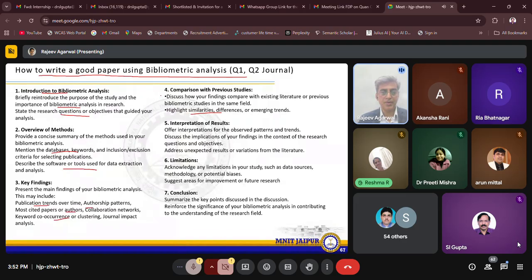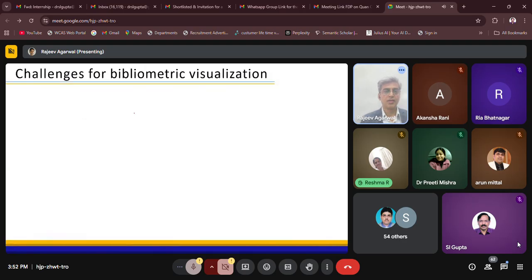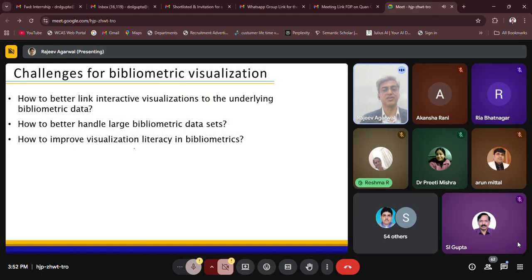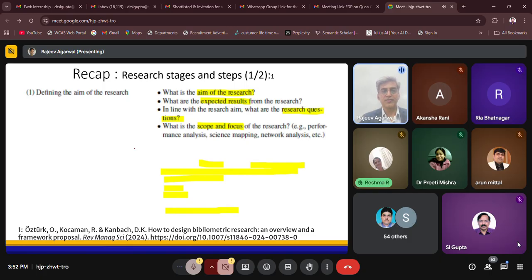So you need to summarize the key points and then give the significance of the bibliometric study, how this area has contributed and how people can understand this contribution. That is the purpose. So what is the challenge? How to better handle live interactivity, and how to improve visualization literacy. So I'm just giving a recap.